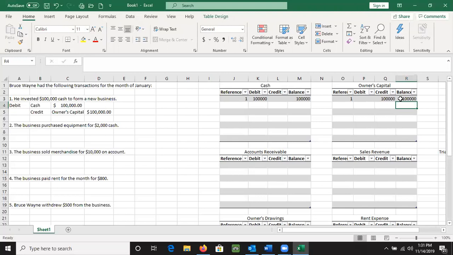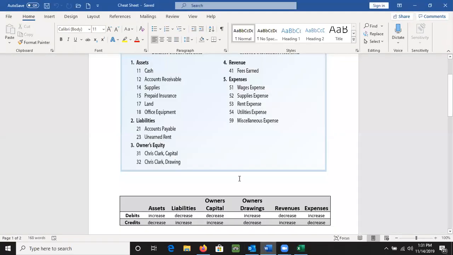Okay? Now we're going to go on to journal entry number 2. The business purchased equipment for $2,000 cash. Start the same way until you're comfortable. Go to the cheat sheet. The business purchased equipment with cash. What accounts would have been affected by that? Well, they're purchasing equipment right here for cash. So equipment, you could say office equipment or just equipment, and cash are affected. So since they're purchasing equipment, is the total value of that business's equipment increasing or decreasing? It's increasing because they're purchasing it.